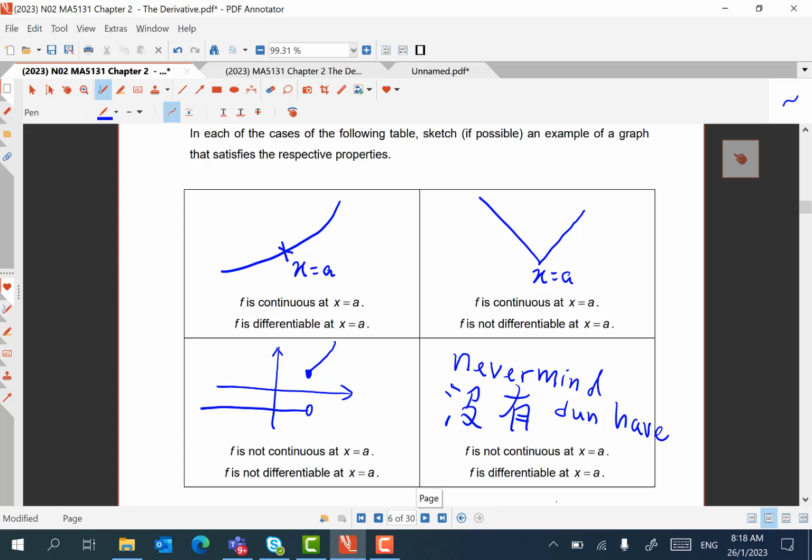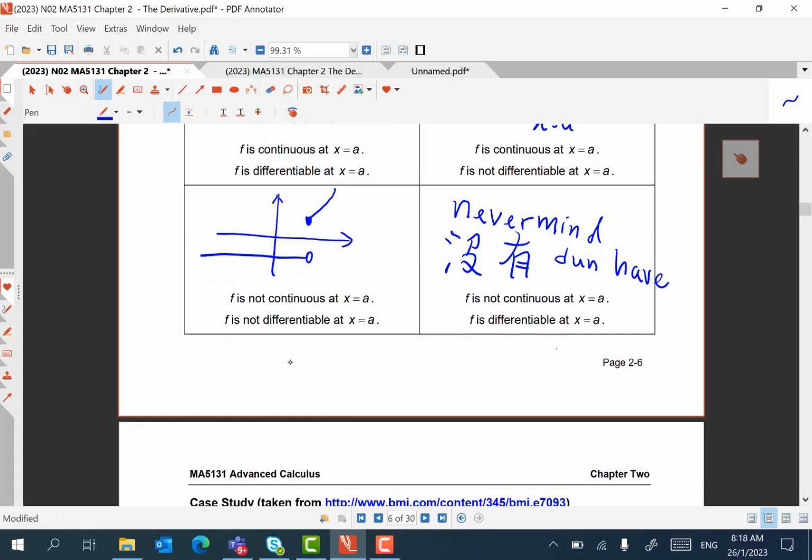So, from this example, you begin to realize something, no? That actually continuity is a necessary condition for differentiability. You need continuity first, without which differentiability will not happen. But be very careful, I said necessary. You know what I mean? You need continuity before we can talk about differentiability, right? It is a necessary condition.